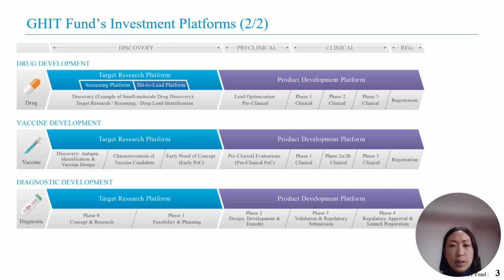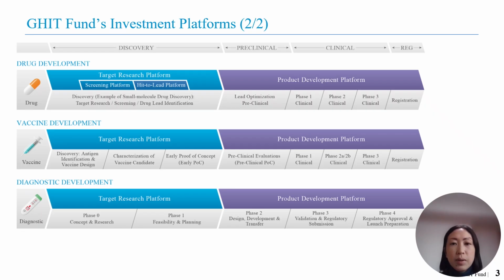This slide shows how each platform aligns with different stages of research and development. TRP, the Target Research Platform, supports early-stage research, while PD, the Product Development Platform, focuses on the late-stage product development. We have included references to commonly used development stages or development phases for TRP and PD. Please note that the definition of the development stages or phases differs between interventions.